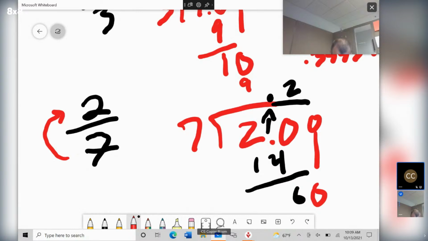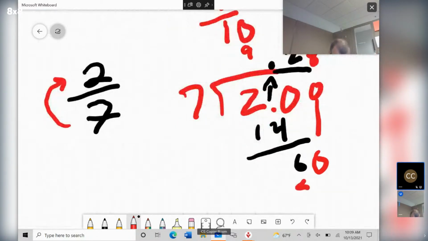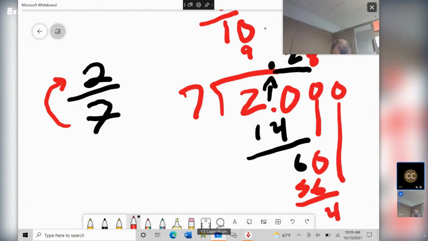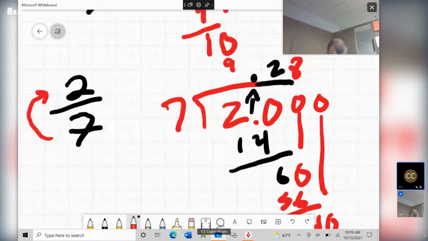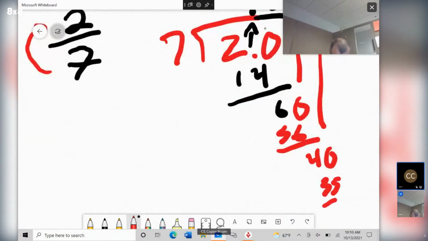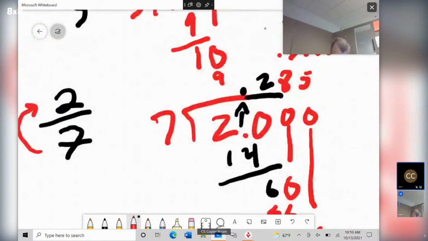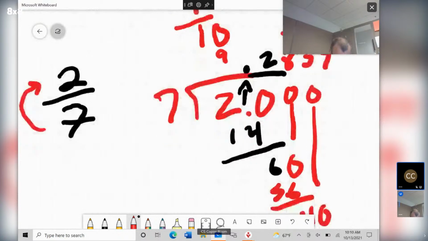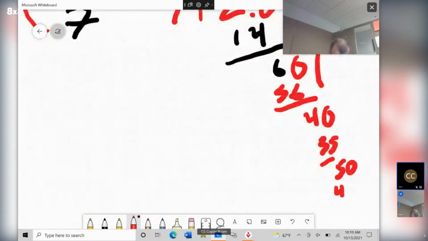7 goes into 60 8 times, and that's going to be 56. 60 minus 56 is 4, so we're going to have to bring another 0 down. 7 goes into 40 5 times. That's going to be 35. And 7 goes into 50 7 times. 7 times 7 is 49.